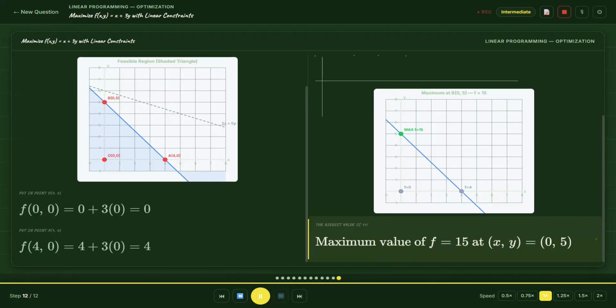We did it! The biggest value of x plus 3y is 15, and it happens at the point 0, 5. That means x equals 0 and y equals 5 is our best pick. Great job!